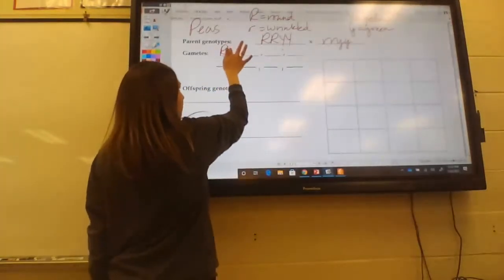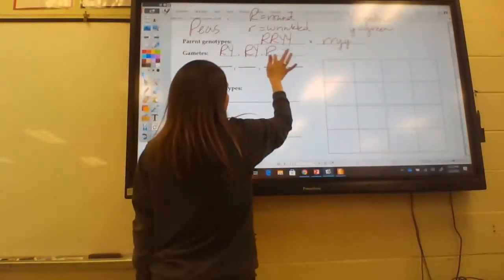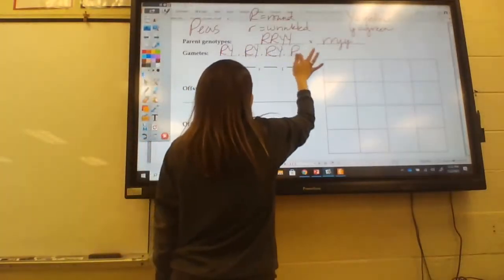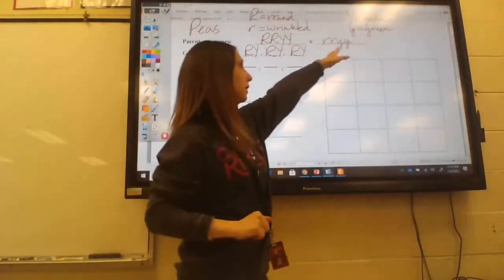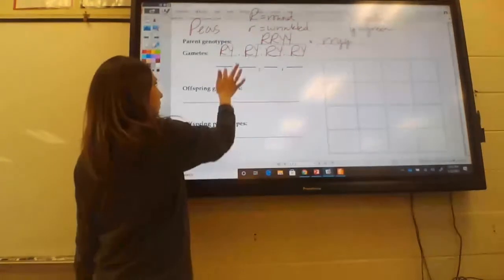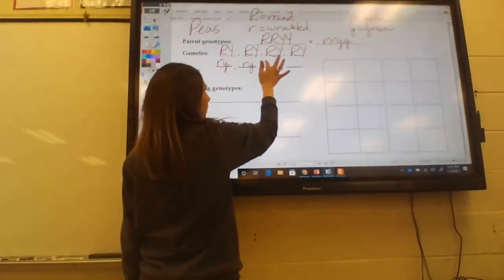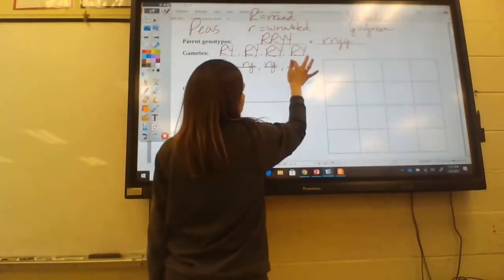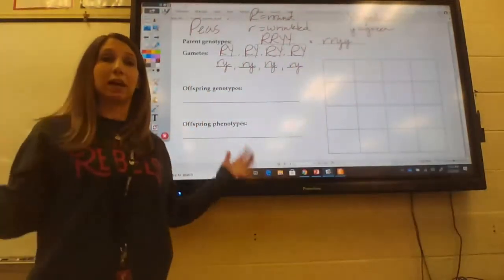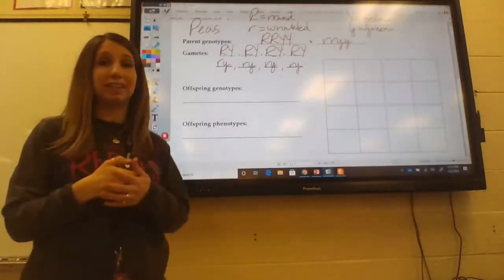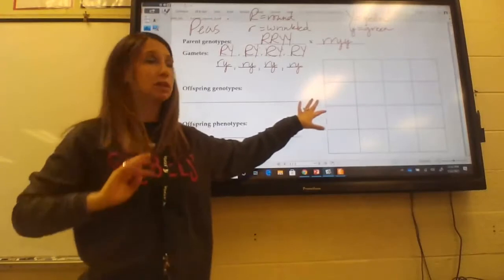So we're going to write the first parent's gametes up here: big R, big Y, big R, big Y, big R, big Y, big R, big Y. The second parent, which is homozygous recessive for both, little r, little y, little r, little y, little r, little y, little r, little y. So we've got all our gametes. Again, your parent gametes need to be kind of in the same place. They need to be on the same axis.